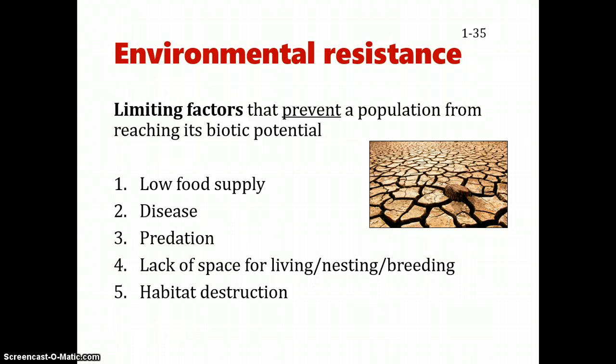So if humans are going to chop down the rainforest, there's a lot of organisms in the rainforest that use the trees, the ground, all sorts of parts of the forest for reproduction, a breeding ground, or maybe building nests, or just living. So if they have less habitat, they're not going to be able to continue to reproduce and support the individuals in their population. So again, these are limiting factors that are going to prevent a population from reaching its biotic potential.